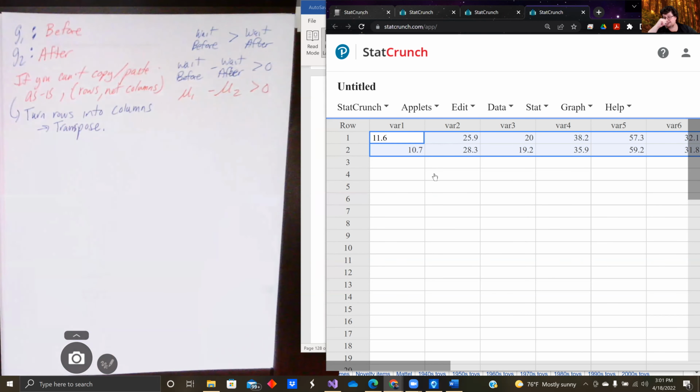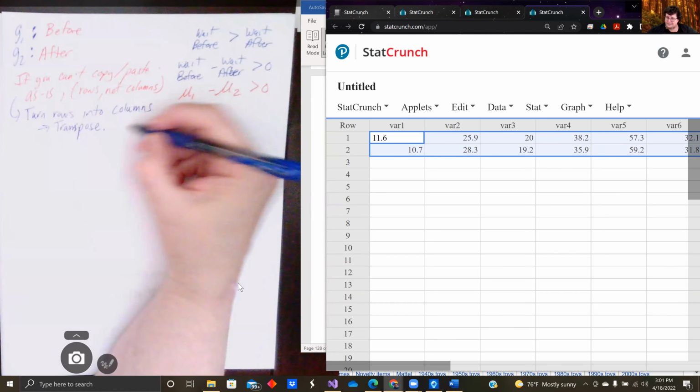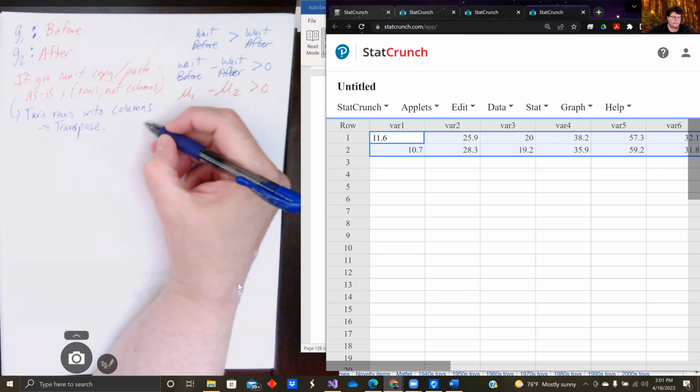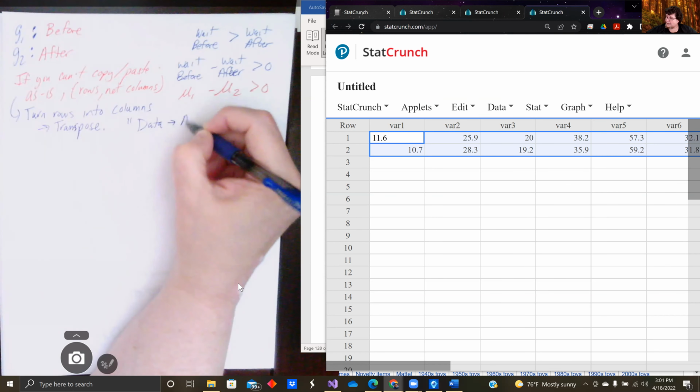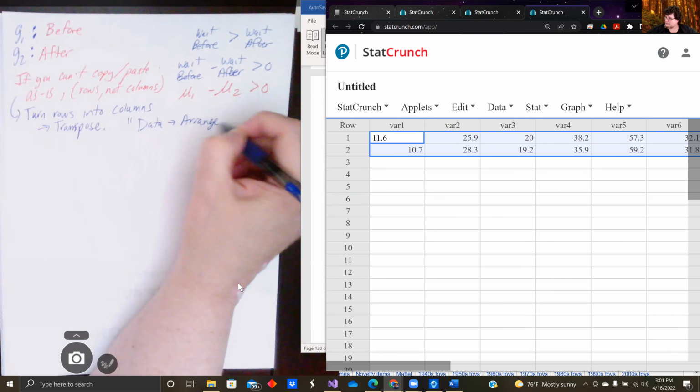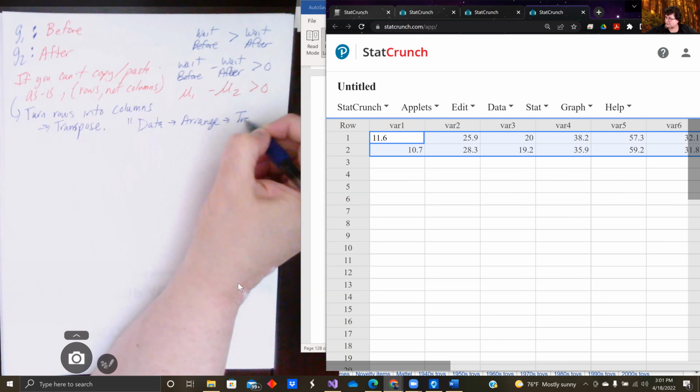Excel has this too. In fact, I'll show you the Excel thing afterwards. In StatCrunch, it is data, arrange, transpose.